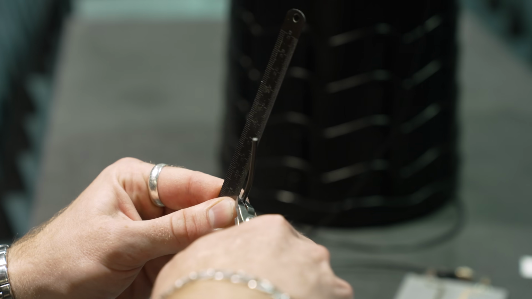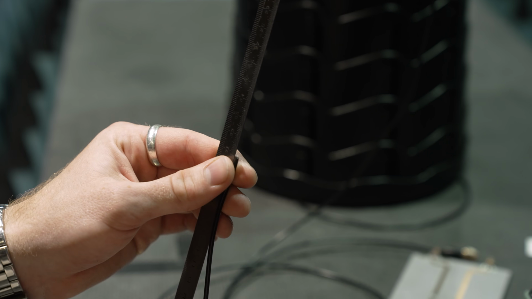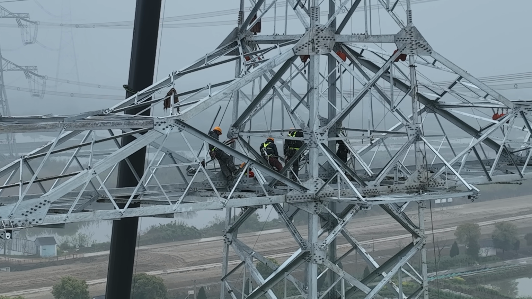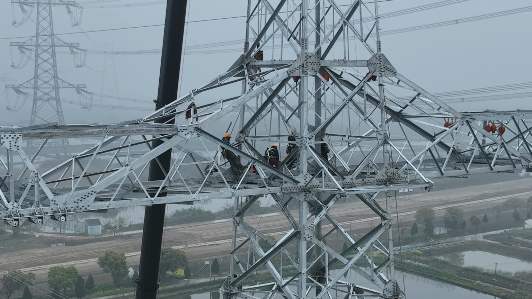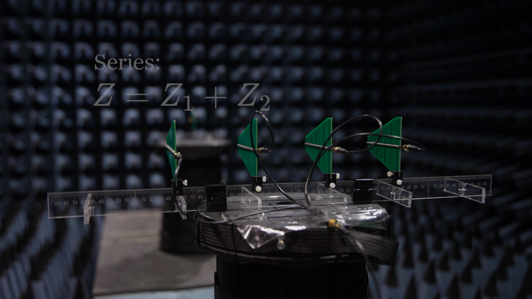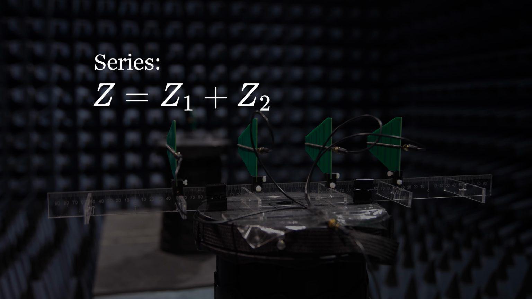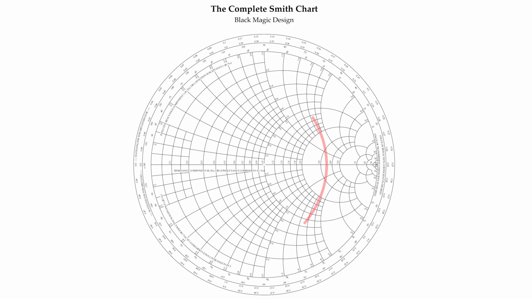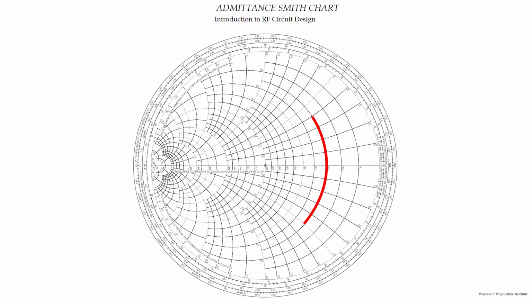Now, the series stub we've shown gets the idea across, but you'd rarely build one this way because a series stub means cutting into your line. In practice, you'd rather just solder it in parallel. But that introduces a new problem. In series, impedances add together cleanly. In parallel, they don't, but 1 over impedance does. That's admittance. The only catch is that admittance curves the other way on the Smith chart. So engineers use a flipped version of it, called the admittance Smith chart. Using this chart, matching stubs in parallel is easy.